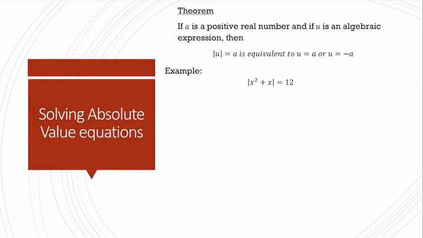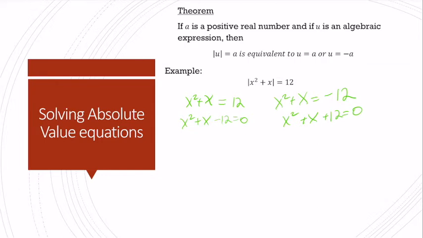Let's try this again. I have the absolute value of x squared plus x equals 12. I'm going to go ahead and solve this. I've got x squared plus x equals 12, and I've got x squared plus x equals negative 12. I'm going to go ahead and set both of these equal to 0. So x squared plus x minus 12 equals 0, and x squared plus x plus 12 equals 0.